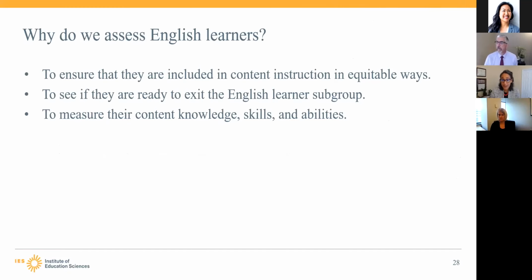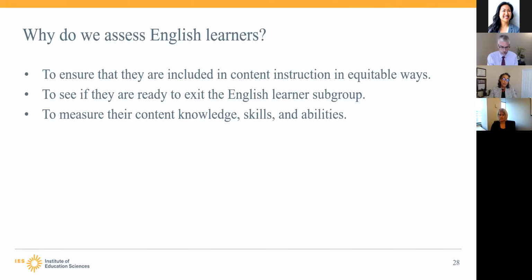Why do we assess English learners? I would argue there are 3 reasons, and here they are listed in order of relevance, in my opinion. The main reason we assess English learners, particularly in academic content areas, is to ensure that they're included in content instruction in equitable ways.